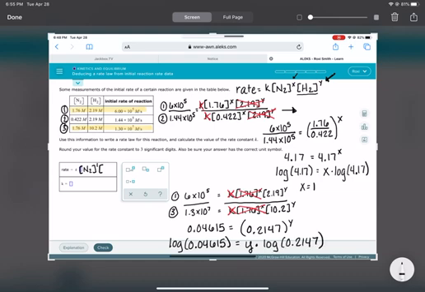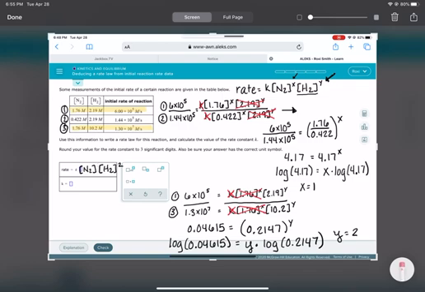Another thing that you could do is just start guessing and checking. You could just start plugging numbers in for y, remembering that these exponents are like 0 and 1 and 2 and things like that. Log of 0.04615 divided by the log of 0.2147. That gives us a y of 2. So that means back over here to our rate law, we know that the coefficient for H2 is 2.